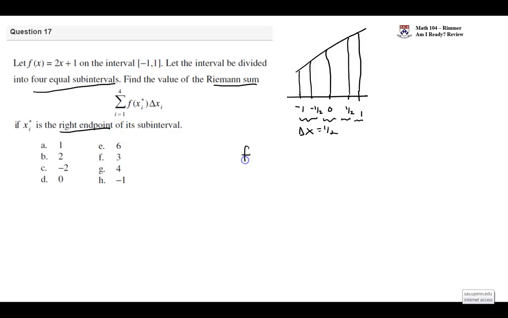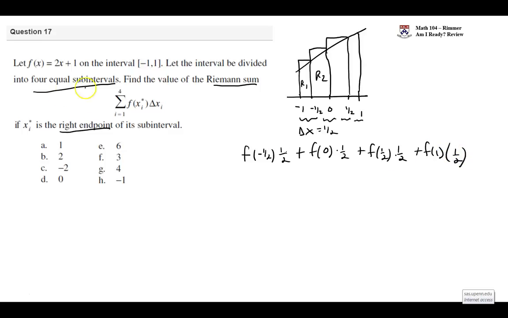And so what we're going to do is take the function at -1/2 times a half. That would be rectangle 1. So that would be this rectangle, and we add the function at 0 times a half. That would be that rectangle 2. The function at a half times a half, that would be that rectangle there. And then finally the function at 1 times a half. That's what that Riemann sum represents. Basically R1 plus R2 plus R3 plus R4 rectangle areas. And that's what they want us to find.